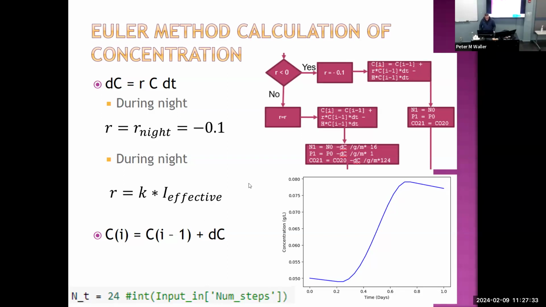Okay, so let's first look at this graph. What you can see is I have a negative growth coefficient at night. Then I get to about 0.25, right? That's 0.25 of the day. That would be 6 a.m. And then my growth starts increasing because my light starts increasing. And then I get closer to 6 p.m. when my light is decreasing and my growth rate starts decreasing, and then it goes down at night.